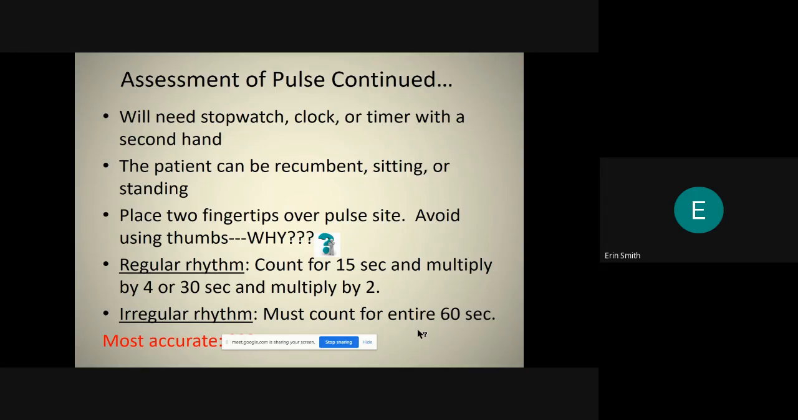So if a patient is having a regular rhythm, okay, so as you're feeling their pulse, everything seems to be regular. The beats seem to be at equal amounts in between.